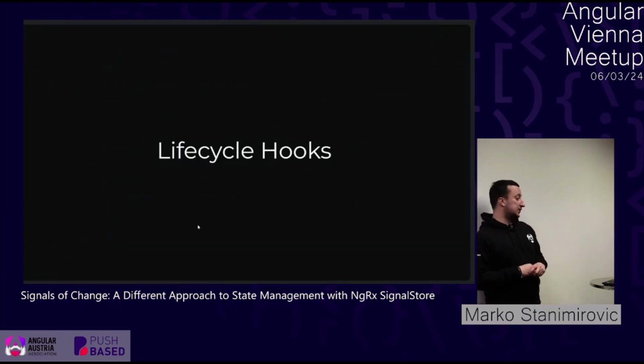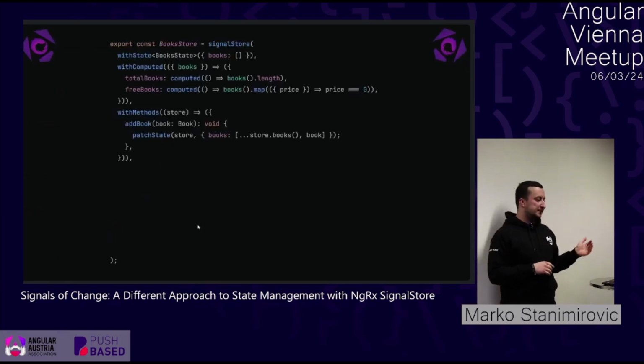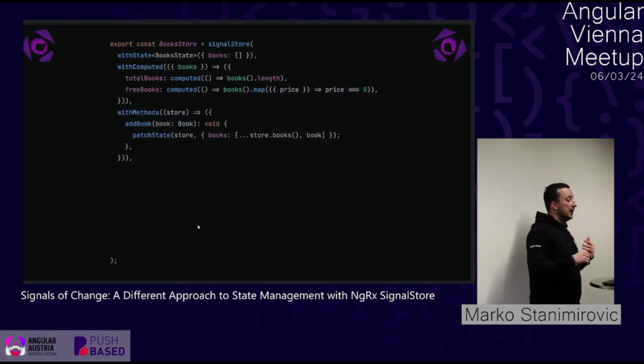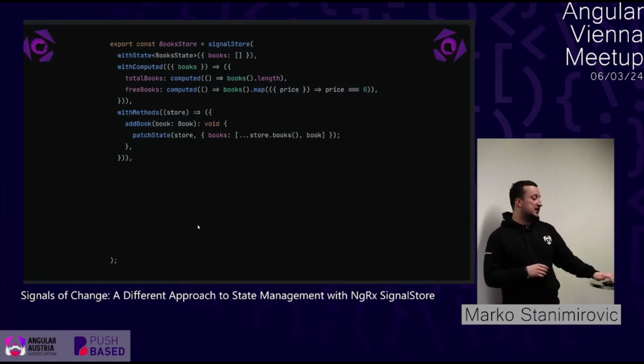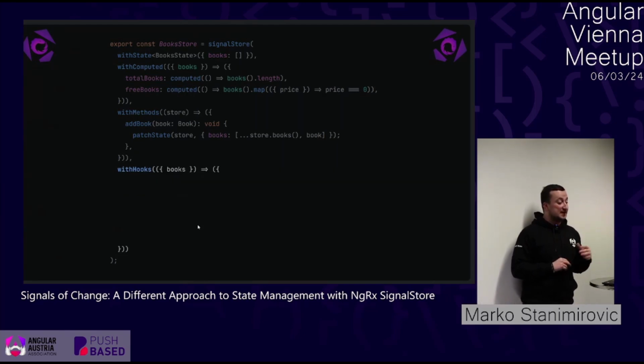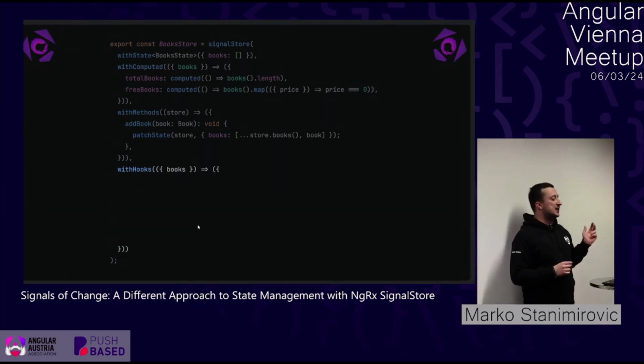The next topic for today are lifecycle hooks in the SignalStore. So this is the same example that we just saw for the bookstore, and if we want to add lifecycle hooks, we can use the last base feature that SignalStore provides. It is called with hooks. By using with hooks, we can execute some logic when our store is initialized or when it is destroyed. It actually has 2 signatures.